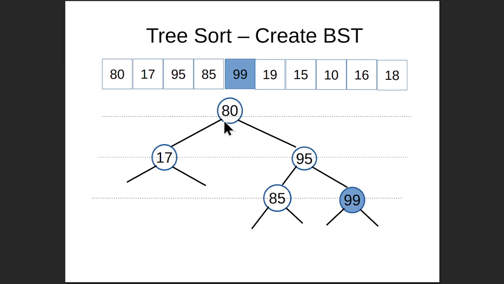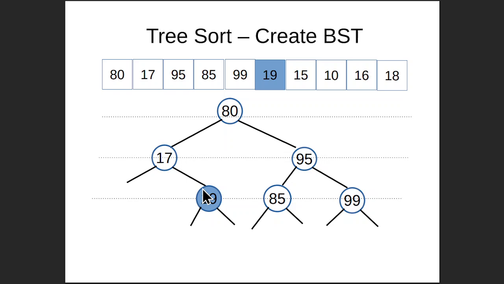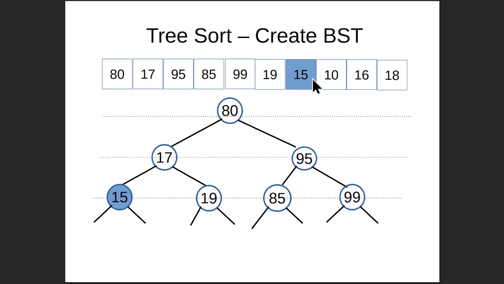19 is less than 80, but it is greater than 17, so 19 would be inserted as a right child of 17. The next number is 15. 15 is less than 80 and it's also less than 17, so it would be inserted as the left child of 17. 10 is less than 80, it is also less than 17, so it will take the left child, and it is also less than 15, so it will be inserted as a left child of 15.